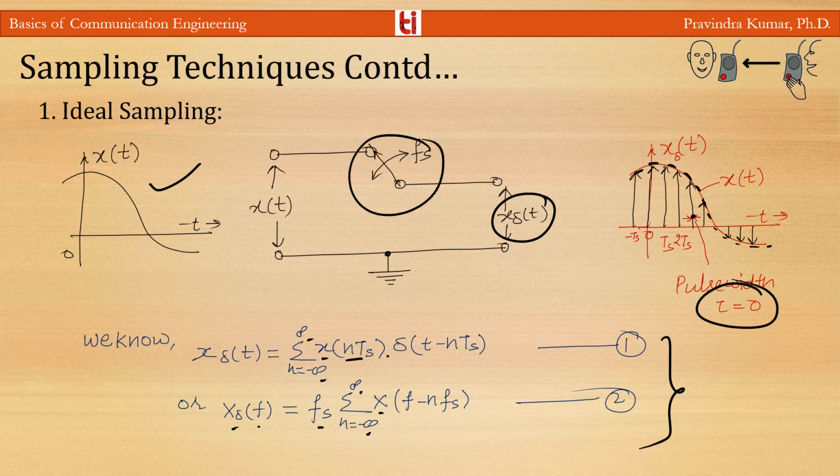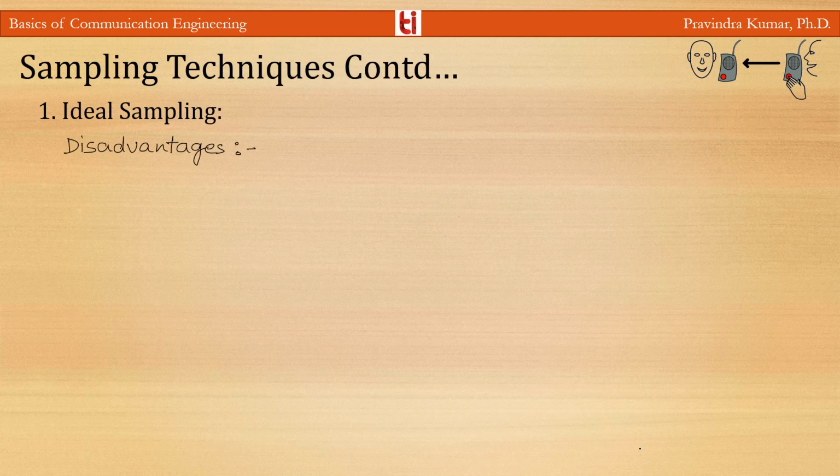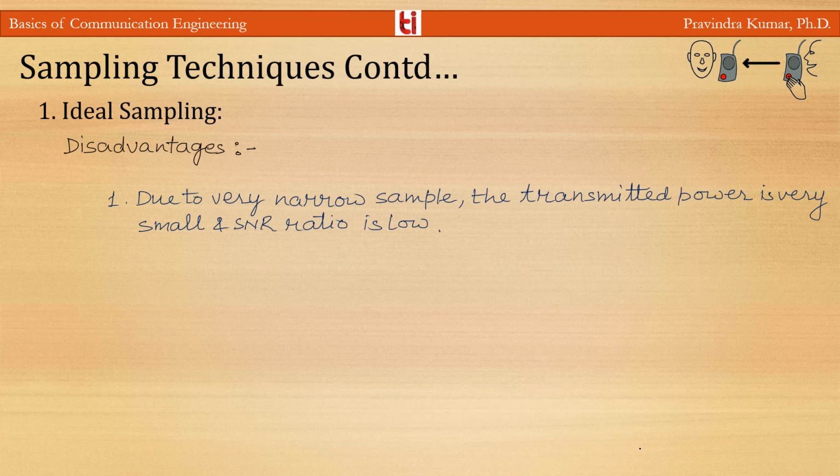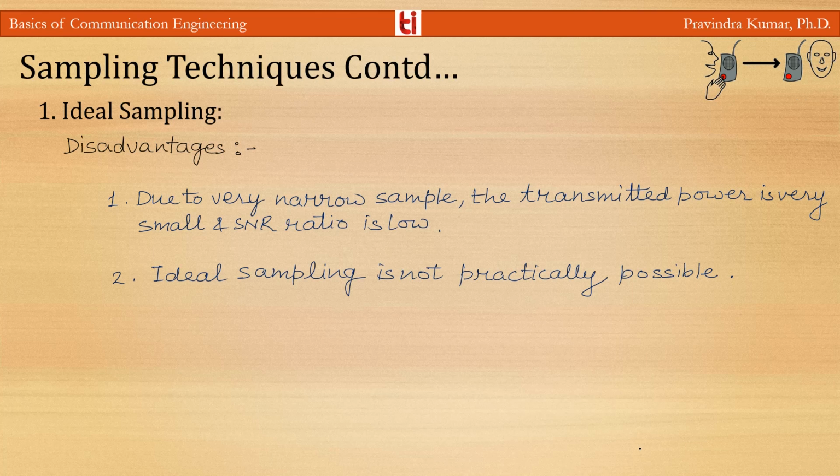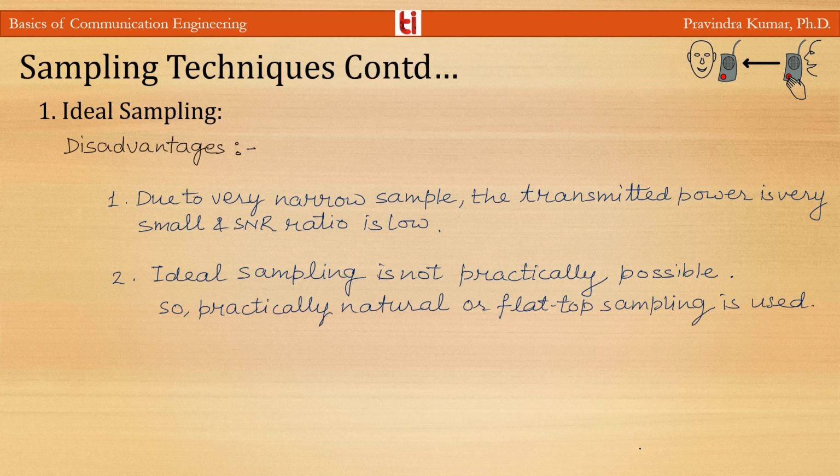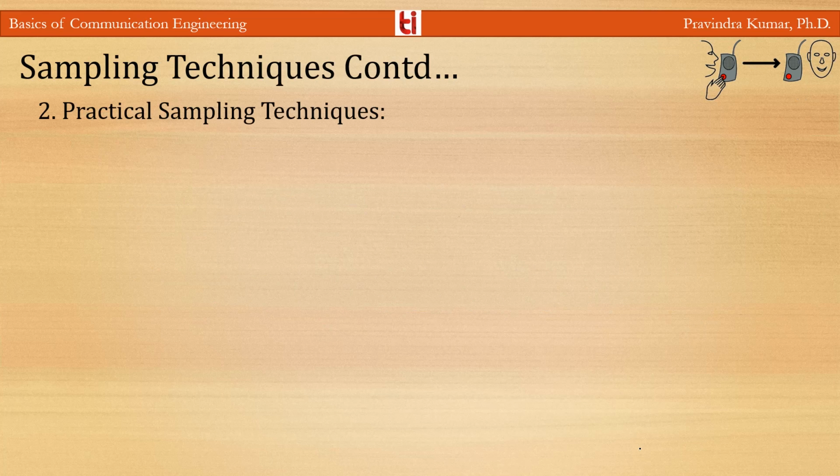Now, the disadvantages of ideal sampling. Due to very narrow samples, the transmitted power is very small and the SNR is low, so the ideal sampled signals may get lost in the background noise. Ideal sampling is not possible to achieve practically. It is impossible to have pulses of width approaching 0, so practically natural and flat top sampling are used, and ideal sampling was used only to prove the sampling theorem.